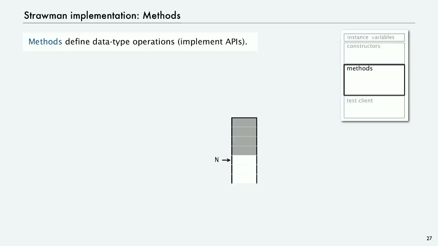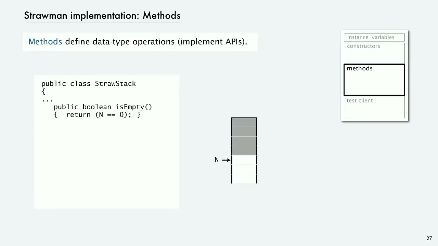So to complete our implementation, we have to do the methods, the data type operations. And with this data structure and the restrictions that we made, these are extremely simple. They're one-liners. So what's isEmpty? That's just n == 0. What about push? Well, all we do is we take our new item, put it in a[n], and then increment n. And that's accomplished with one line of code in Java.